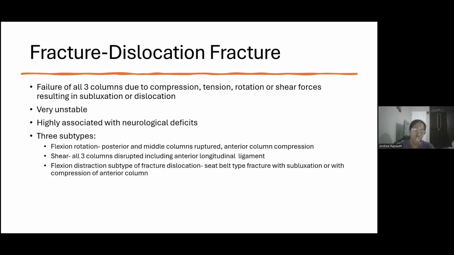So a fracture dislocation, this is failure of all 3 columns due to compression, tension, rotation, or shear forces, right? Resulting in subluxation or dislocation. This is a very unstable fracture and highly associated with neurological deficits. There are 3 subtypes: flexion rotation, shear, and flexion distraction subtype of fracture dislocation.